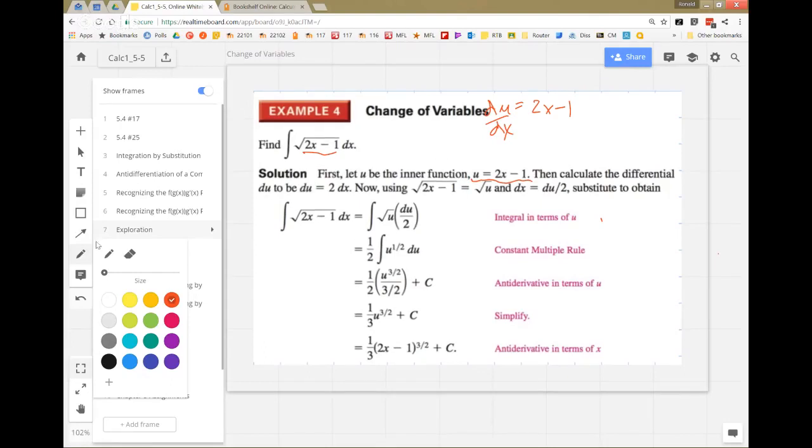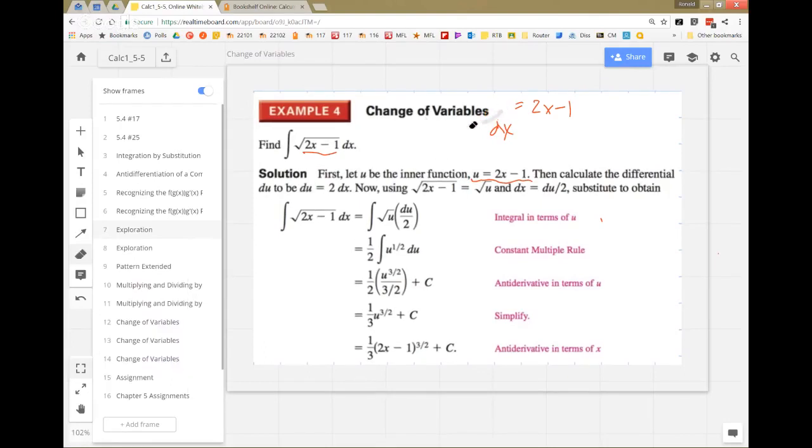So that's u. Now, if you take the derivative of both sides, du with respect to x, that's 2. And if you solve for du, you get this form. And it's also important to go back and solve for dx, or just do it from right here. If you solve for dx, you would divide both sides by 2. dx equals du over 2. All right, those are substitutions that we're going to need.